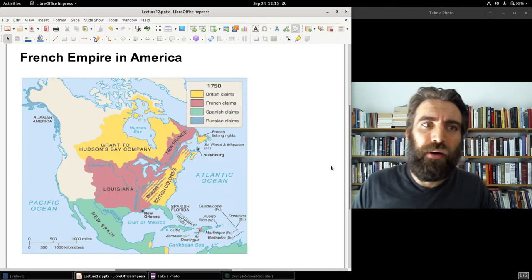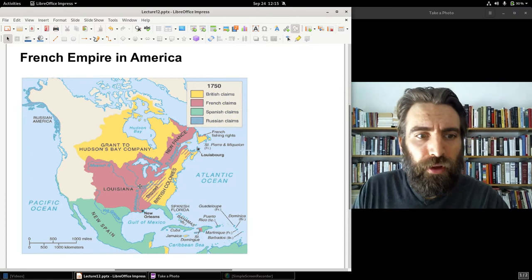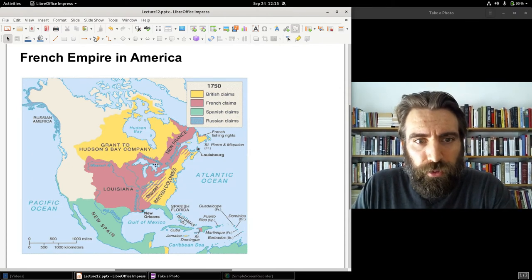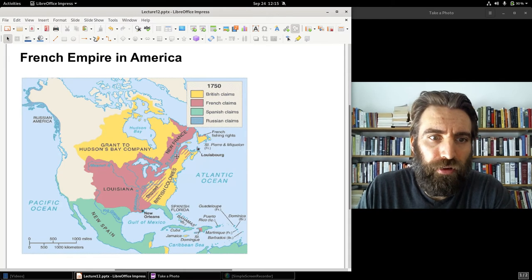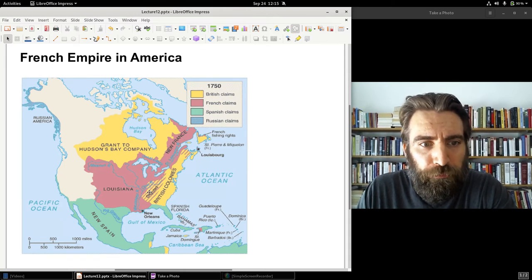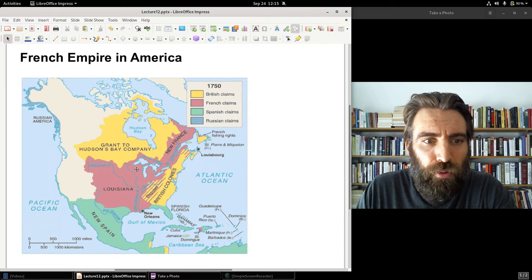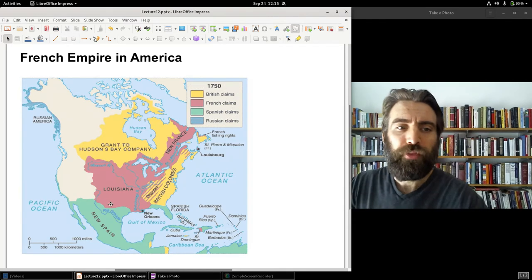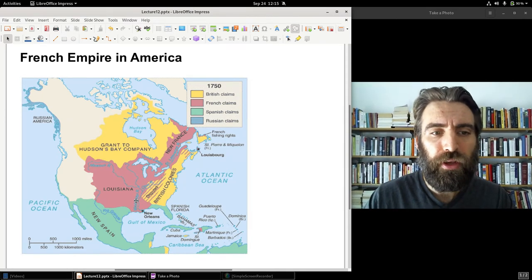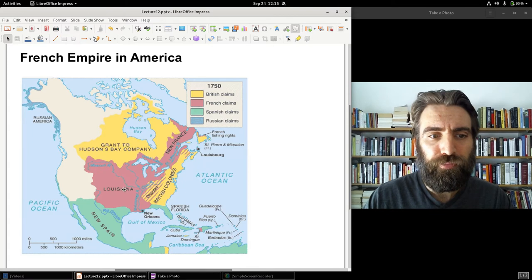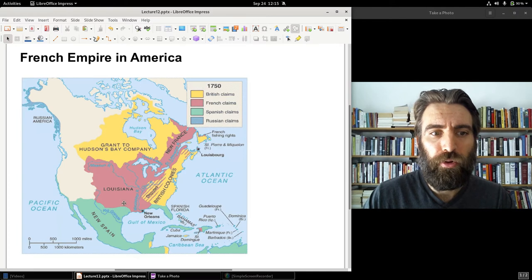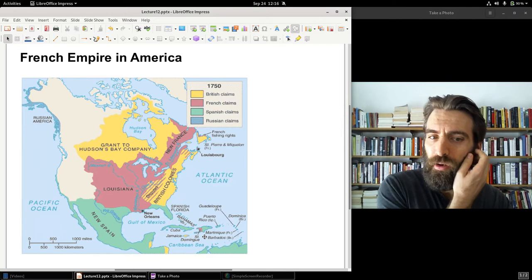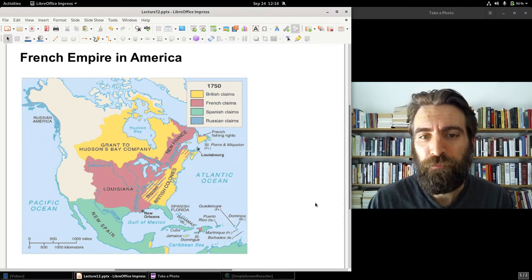This was France's empire in the Americas. New France, which today is where Quebec is located, and Louisiana. And these were the result of exploratory missions, expeditions conducted by certain Frenchmen, Robert de La Salle and others, who claimed this territory for France. And then the French also have Saint-Domingue, later Haiti, which was a very profitable sugar colony.